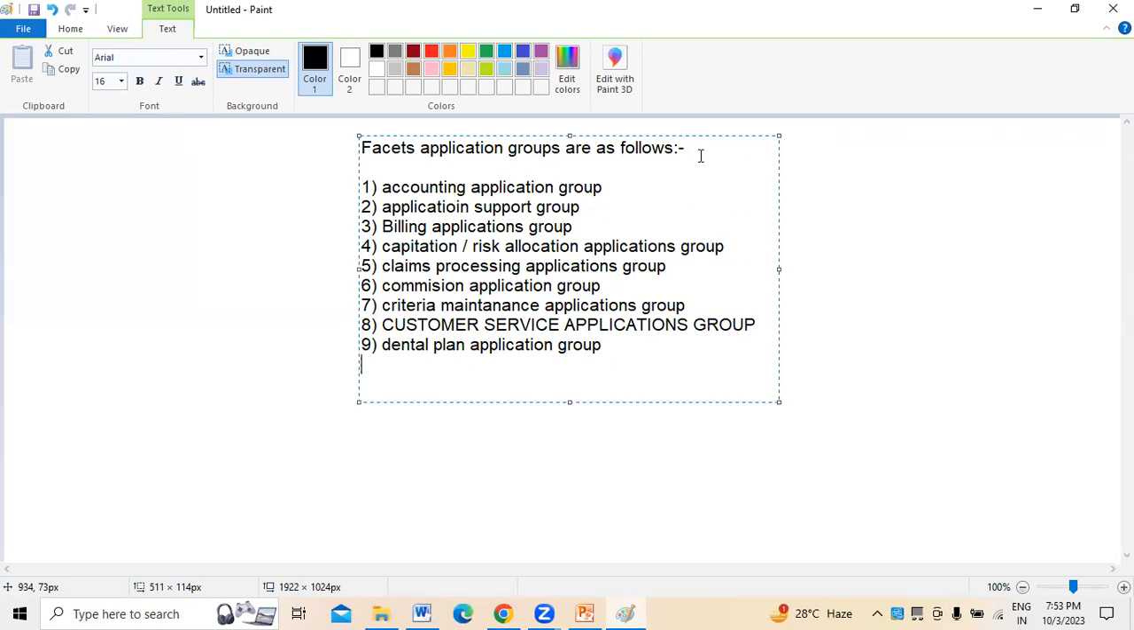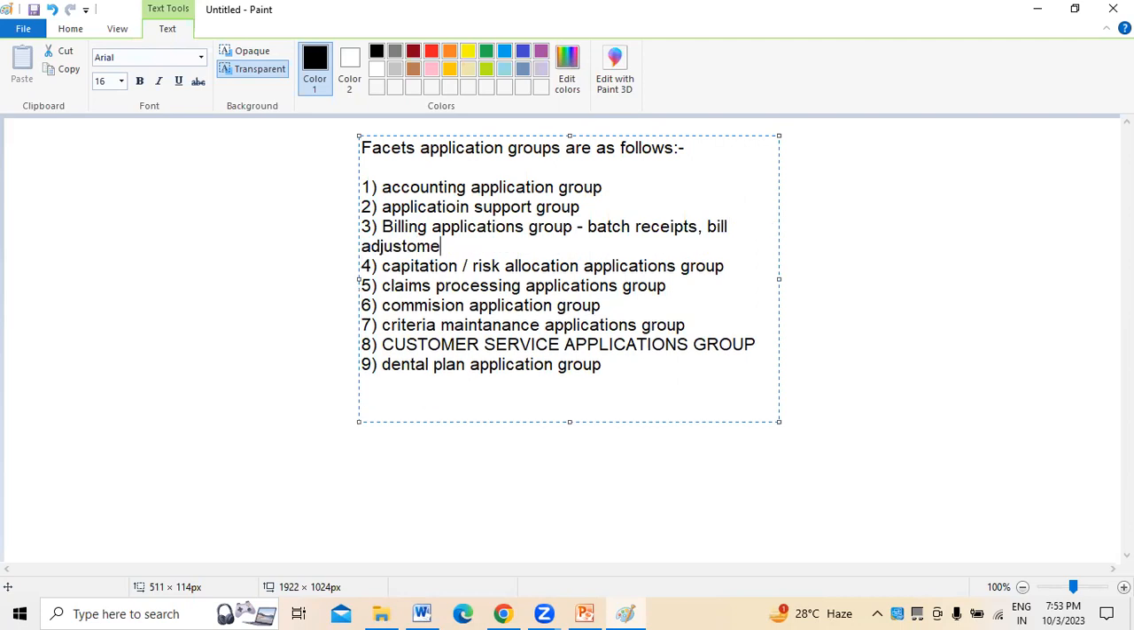The third one is the billing applications group. Billing applications group majorly focuses on the billing areas, because when you're talking about the billing areas, there are a few things we need to know here. The first thing we need to know about is the batch receipts. Next, we must be knowing about billing adjustments.